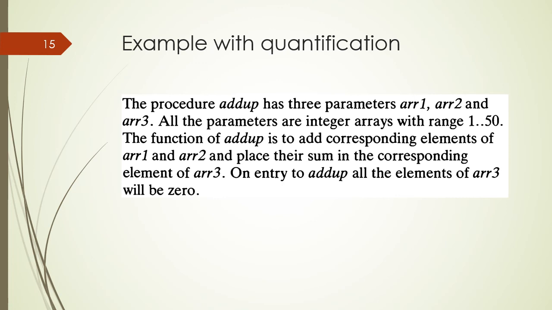Now we describe precondition and post condition of a procedure which needs quantification to formally specify through predicates. The procedure add up has three parameters, array1, array2 and array3. All the parameters are integer arrays with range from 1 to 50. The function of add up is to add corresponding elements of array1 and array2 and place their sum in the corresponding element of array3. On entry to add up, all the elements of array3 will be 0.